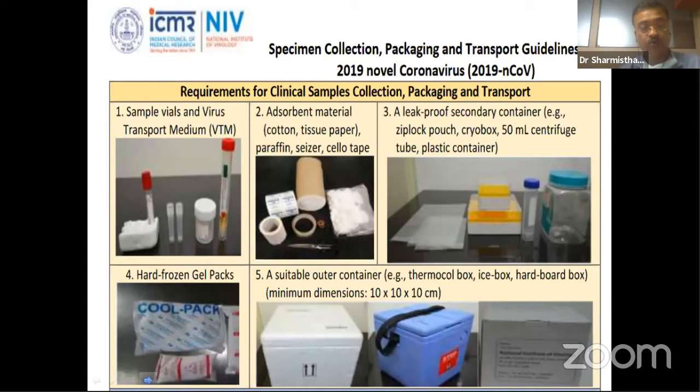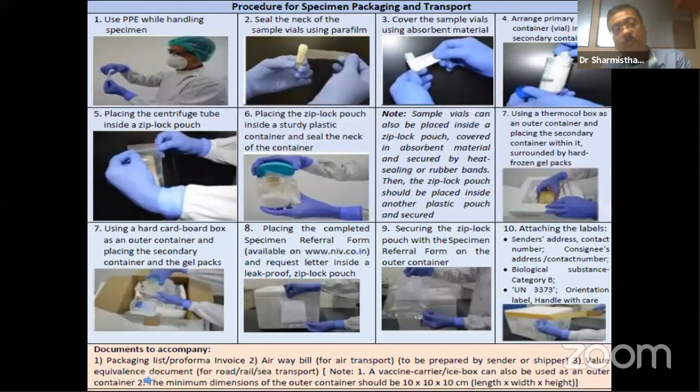Now you should go through how to actually seal and transport the medium, because that is also another area where the majority of mistakes do happen. So this is the process. Use PPE while handling the specimen, full PPE. Okay. Now you take the sample and the neck of the sample vial, you use paraffin to seal it. Once it is sealed, now you cover the samples with absorbent material. Now after that, you go to stage 4, where you take it in the secondary container and then put it in a Ziploc pouch and just seal the Ziploc pouch.